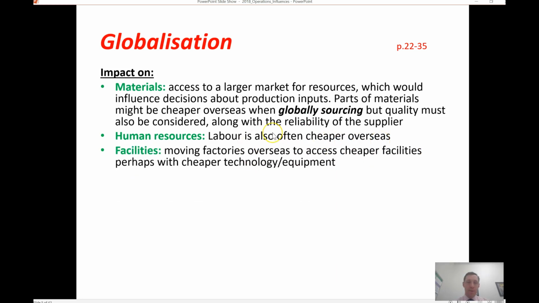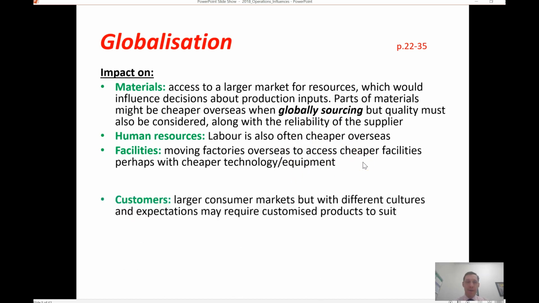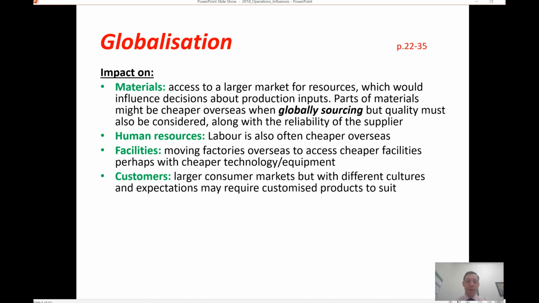Facilities, the ability to move factories overseas. Bonds moved their manufacturing of underpants and socks and singlets, etc., and t-shirts from Australia overseas about 10 years ago now, and that was because it was cheaper, both from a labour perspective and also the facilities were cheaper overseas. Customers, it has an impact. Globalisation has an impact on customers because their trends change with global trends, and that means that operations needs to keep pace with manufacturing the products to suit those particular customers.